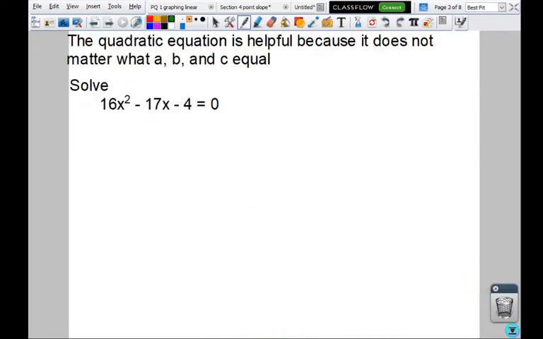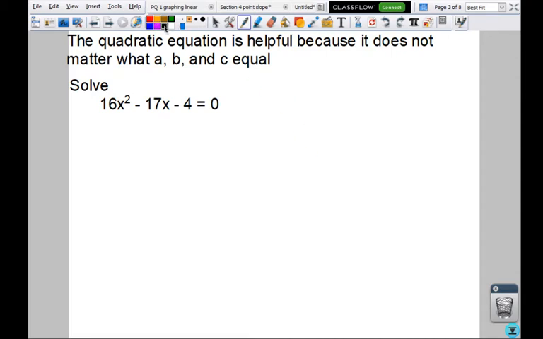So, we're going to do this next one. We're going to solve with the quadratic equation. And this quadratic equation is nice because it doesn't matter what a, b, and c equal. If I were to do AC factoring on this, it would be kind of annoying. I have to go 16 times negative 4, and then find out what times what is that, and adds up to negative 17. You guys didn't like AC factoring, I don't like it either, nobody likes it. The quadratic equation is pretty nice.